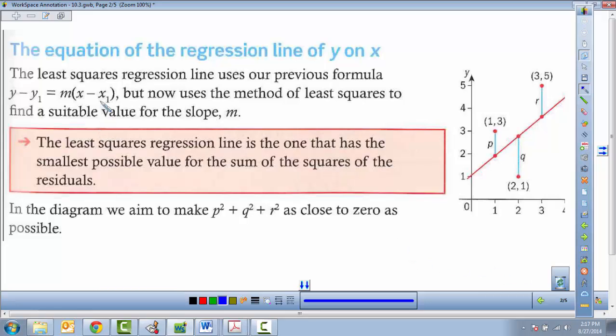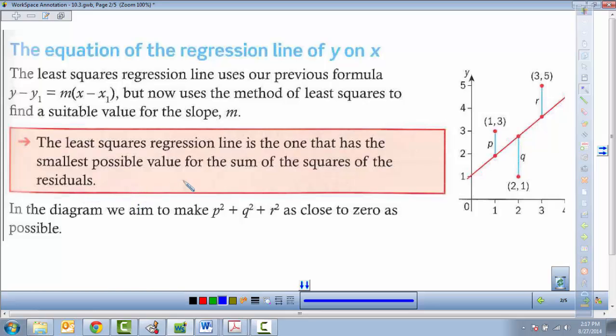So we'll be looking at regression lines for this, and our point slope form is here. We used that back in the last section when we were just finding our line of best fit. We're going to use what's called the least squares method to find our equation, and we start by finding the slope. The least squares regression line is the one that has the smallest possible value for the sum of the squares of the residuals. Well, why do we square them?